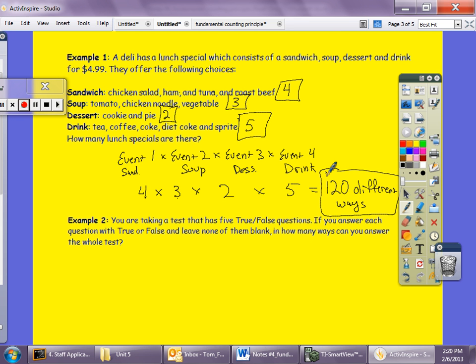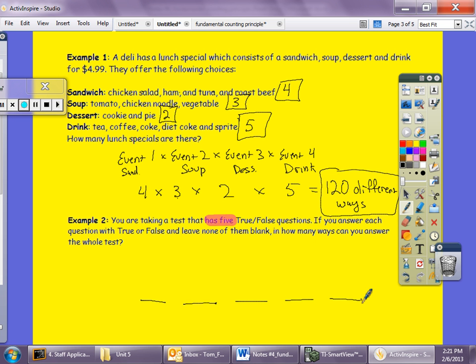Example 2. You're taking a test that has 5 true and false questions. If you answer each question with a true or false and leave none of them blank, how many ways can you answer the whole test? Well, it says there's 5 questions. So since it's 5 questions, there's the 5 events.